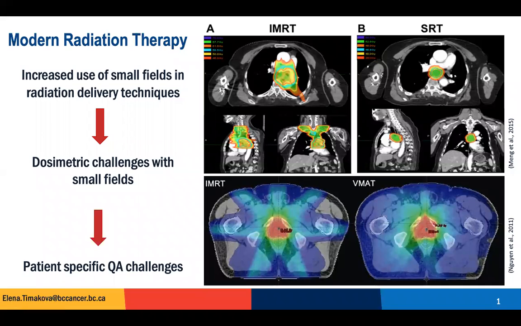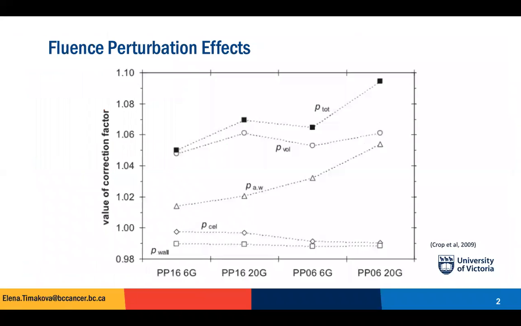In modern radiation therapy, we see an increased use of small fields for treatments in highly specialized techniques such as IMRT, SRT, SRS, SABR, VMAT. And with increased use of small fields, performing patient-specific quality assurance becomes more challenging due to dosimetric challenges related to small field conditions. More specifically, the detector-related challenge of fluence perturbation effects.